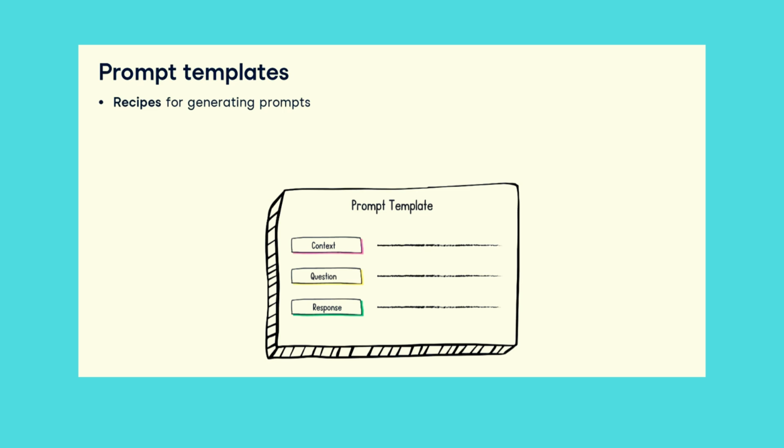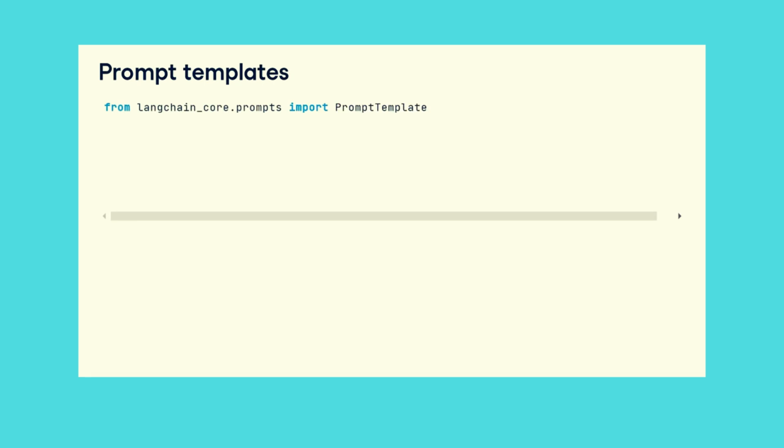Prompt templates act as reusable recipes for generating prompts from user inputs in a flexible and modular way. Templates can include instructions, examples, or any additional context that might help the model complete the task. Prompt templates are created using LangChain's prompt template class. We start by creating a template string, which is structured to prompt the AI to answer a question.